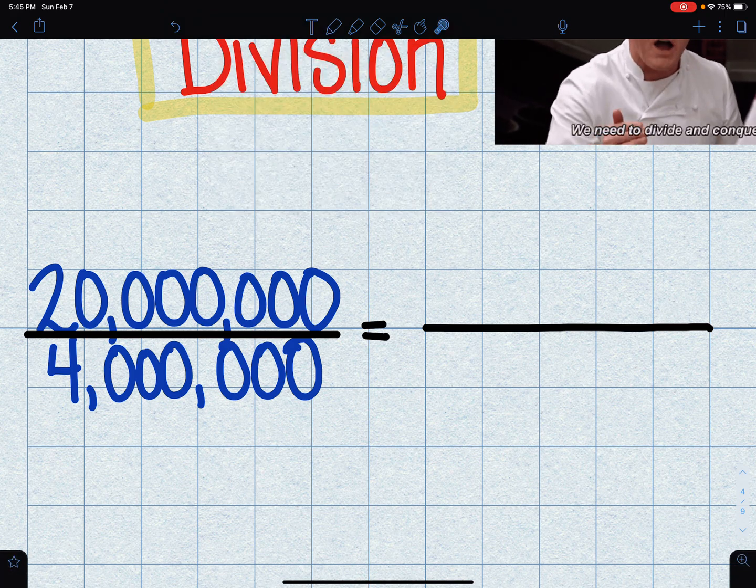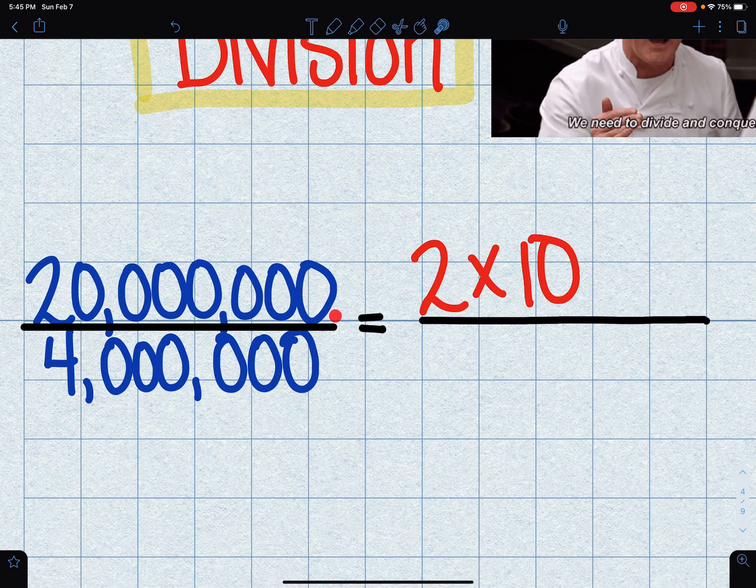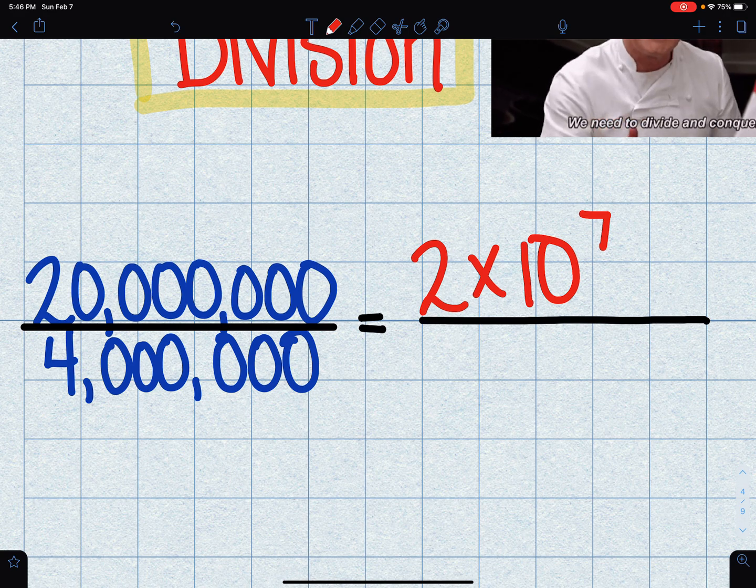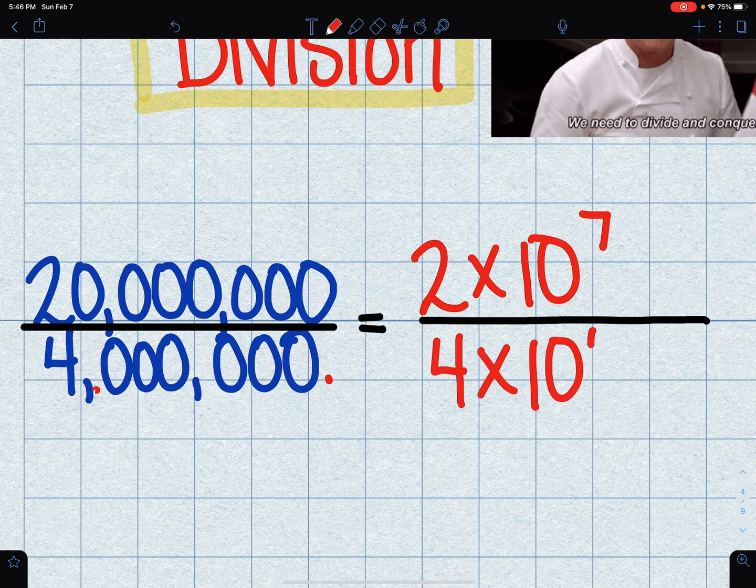What would this number on top be? It would be 2 times 10 to the what? Well, the decimal's here and we want it way over here. So let's count. 1, 2, 3, 4, 5, 6, 7. So that's going to be 2 times 10 to the 7th on top. What about on the bottom? The decimal is here and we want it way over here. So let's count. 1, 2, 3, 4, 5, 6. Okay, so it's going to be 4 times 10 to the 6th on the bottom.